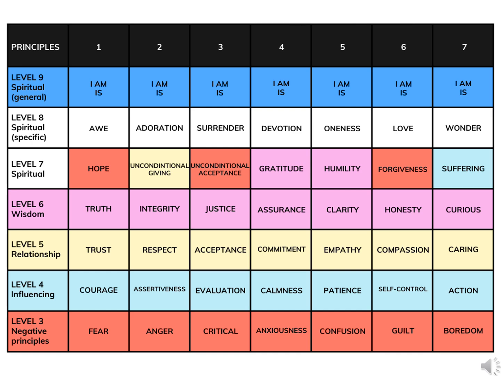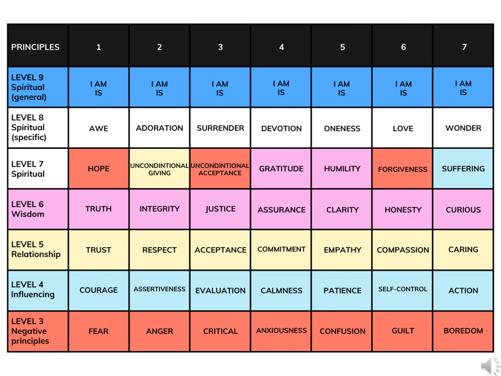And we can operate in our experiencing self in our head at level 6 with wisdom, but always under the guidance of level 7 of gratitude and humility, so that the ego doesn't grow. And that way we'll seek the truth with integrity and justice and assurance and clarity and honesty and curiosity. And we'll be operating correctly using the 7 levels.